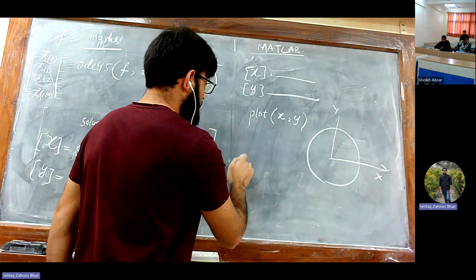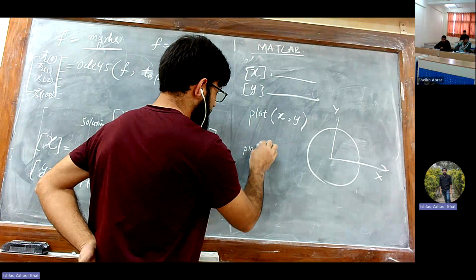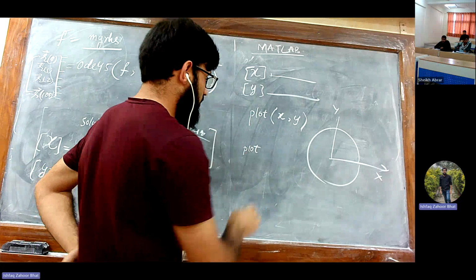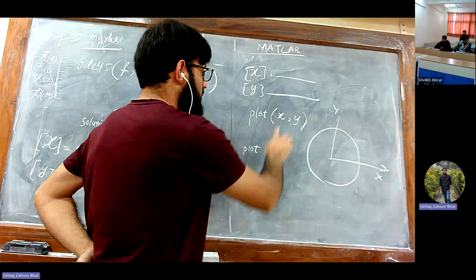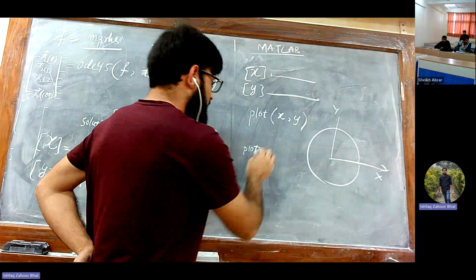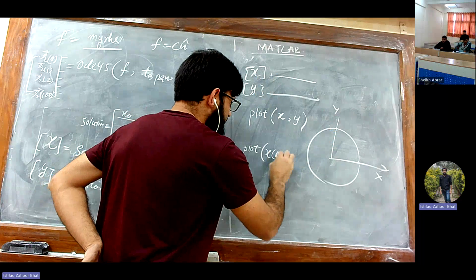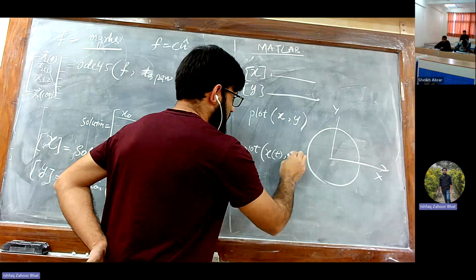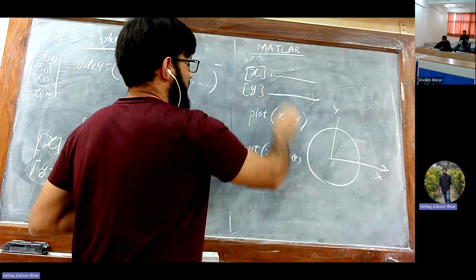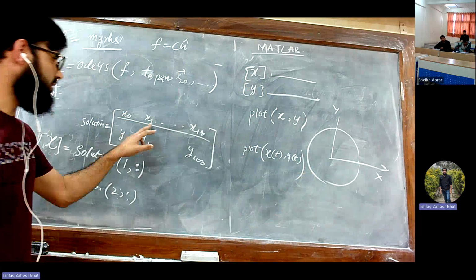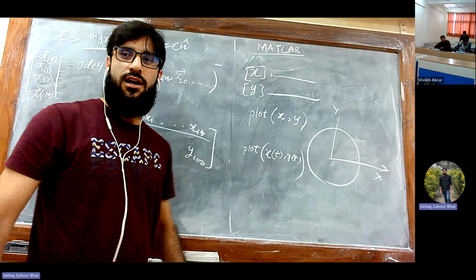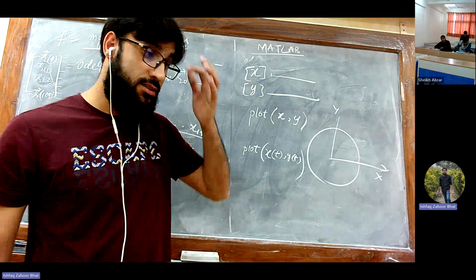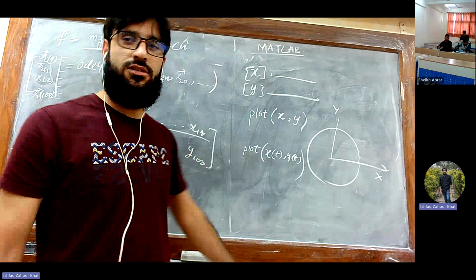So we will use the same thing, that is plot. But what we will plot, we will not plot all the points. We will plot only x of some time, and y of some time, which are already given. We know at any time what x is and what y is. I will show in the code how we can do this, but this is the procedure.